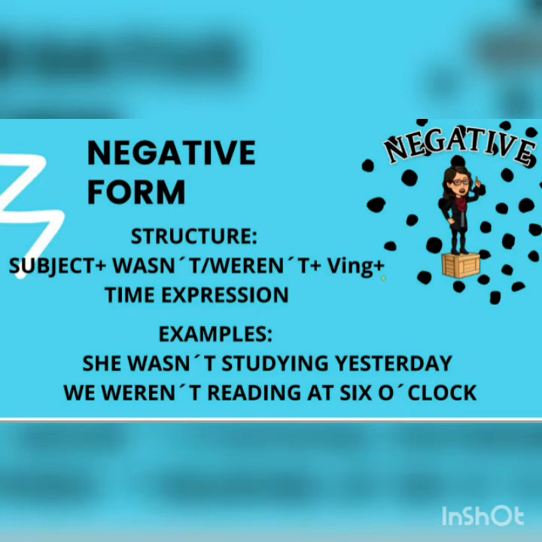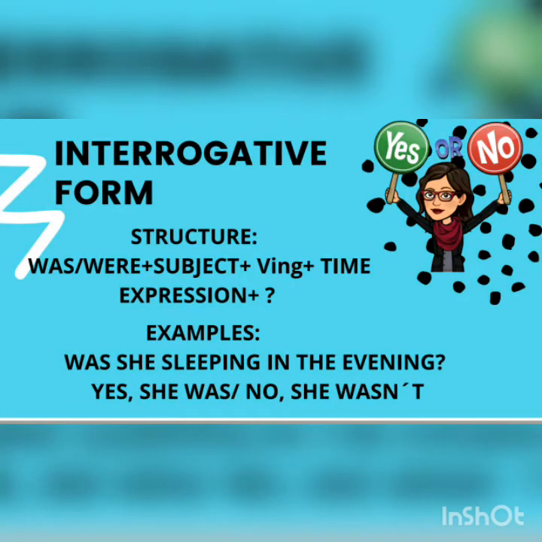Now, let's go to the interrogative form, right? First of all, the yes-no questions. Remember that we have two different types of questions. Tenemos dos tipos diferentes de preguntas. Las yes-no questions, que son preguntas cortas que se responden sí o no, y las WH word questions.